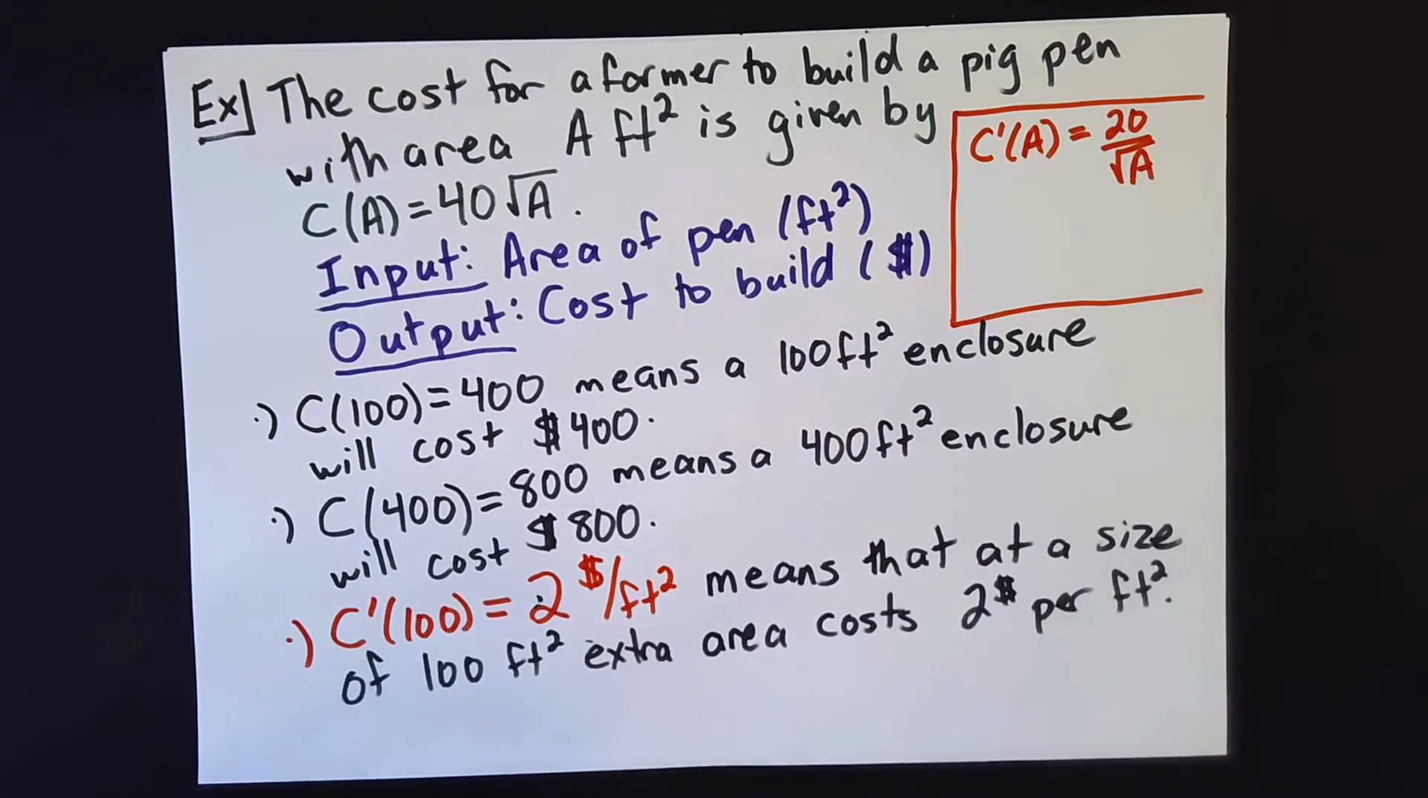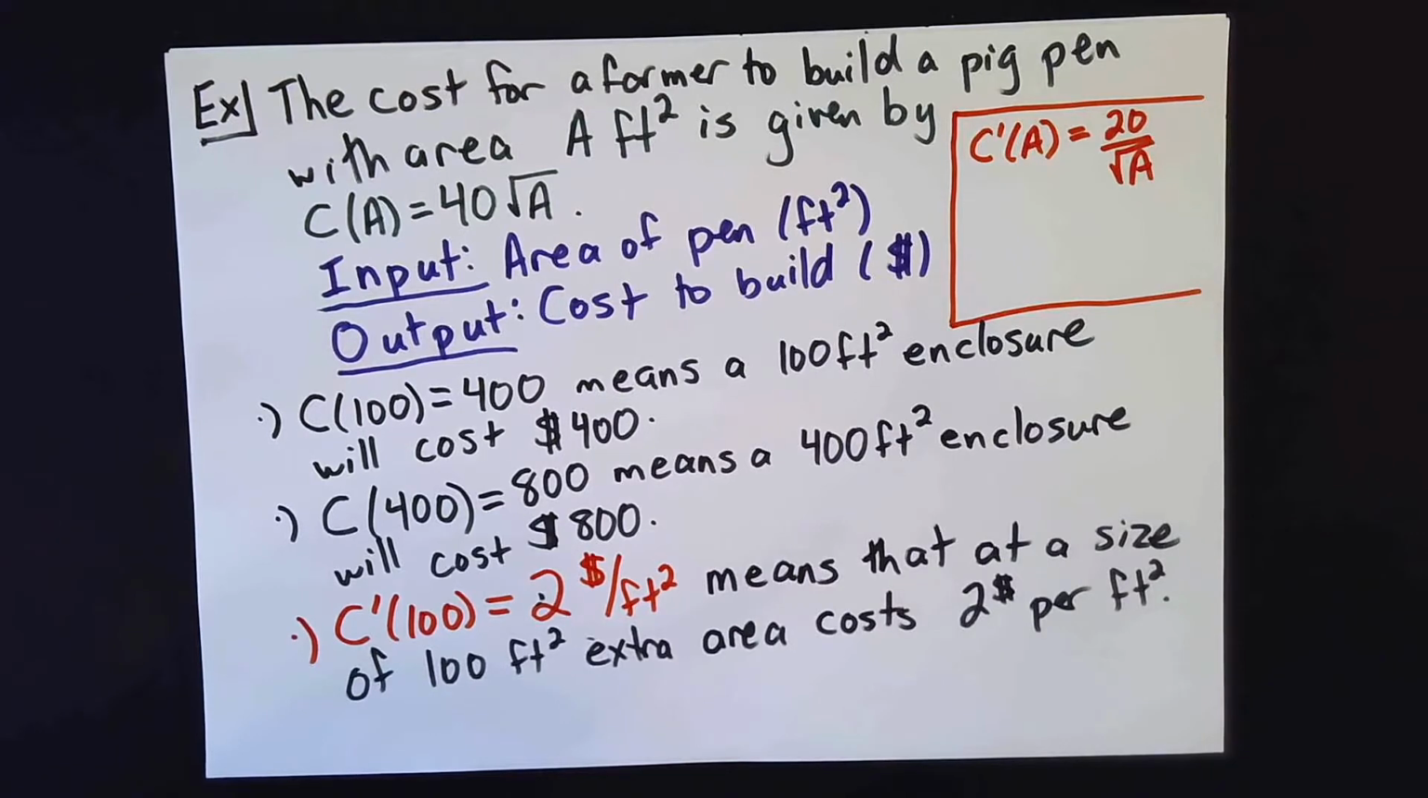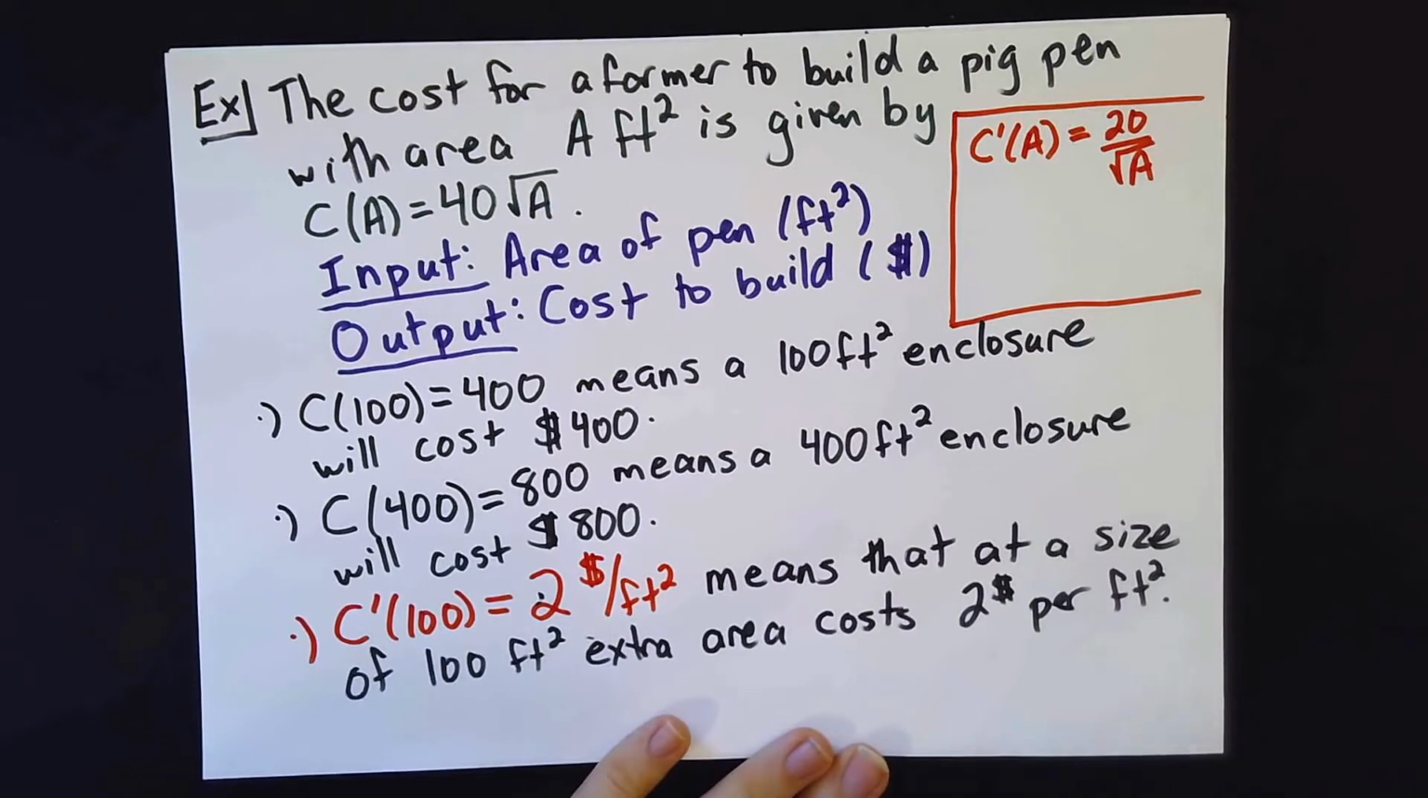So if the farmer is currently thinking, 100 square foot pen sounds pretty good, and then let me think about, do I want to go up to 120 square foot pen? What would that cost? Well, currently the farmer is paying $2 for extra square foot. So that is to say, the farmer is currently looking at an extra $40 to add those 20 square feet to the pen.